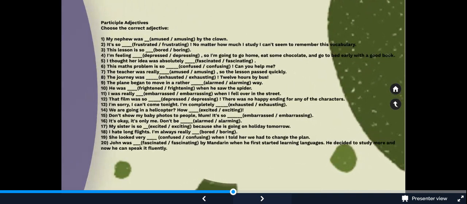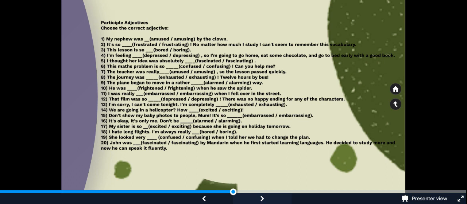Here we have another set of examples, participle adjectives. You have to choose the correct adjective and fill in the blanks. My nephew was dash by the clown. Again, it is in passive voice, so amused. My nephew was amused by the clown. It is in past tense.